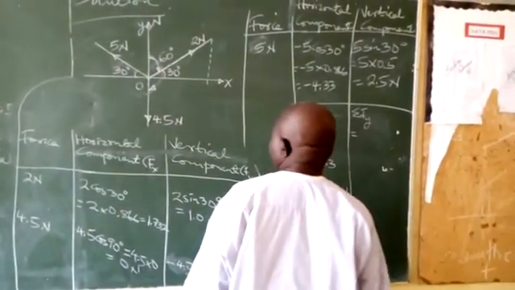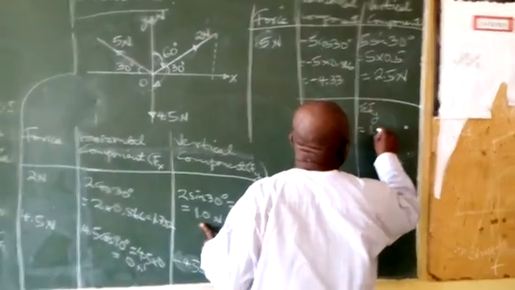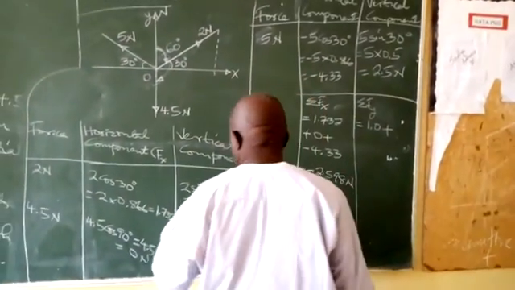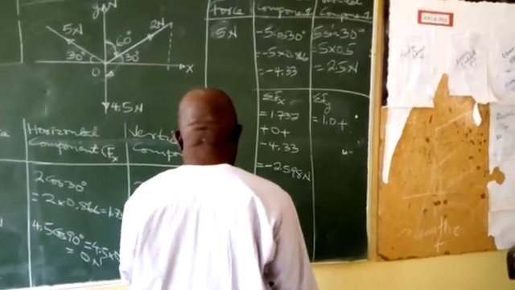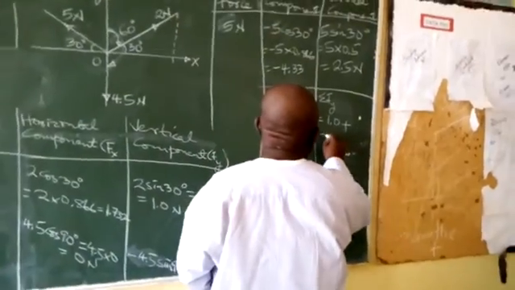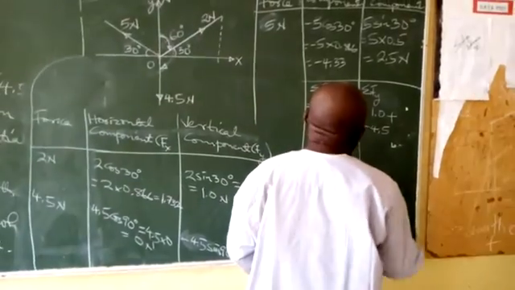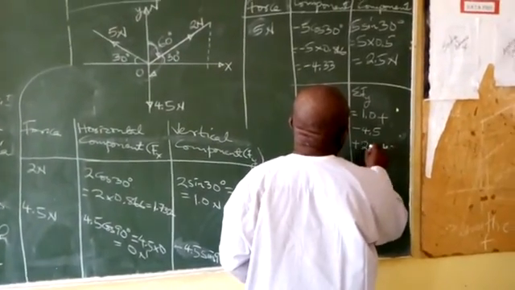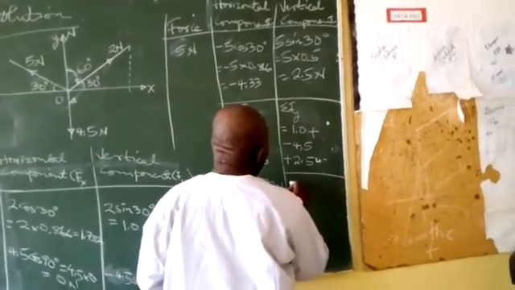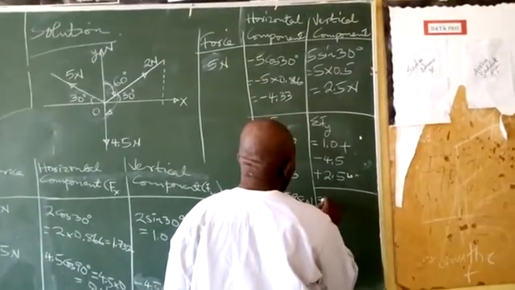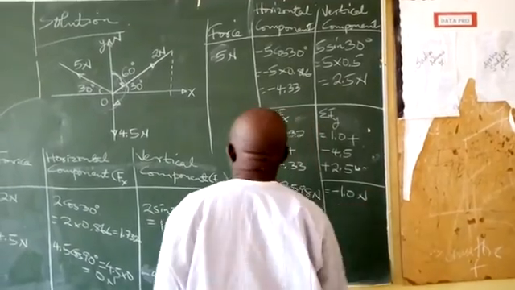Then for the vertical component, summation F sub y is equal to 1.0 plus minus 4.5 plus 2.5. So that is equal to minus 1.0 Newton. I hope you understand this method.